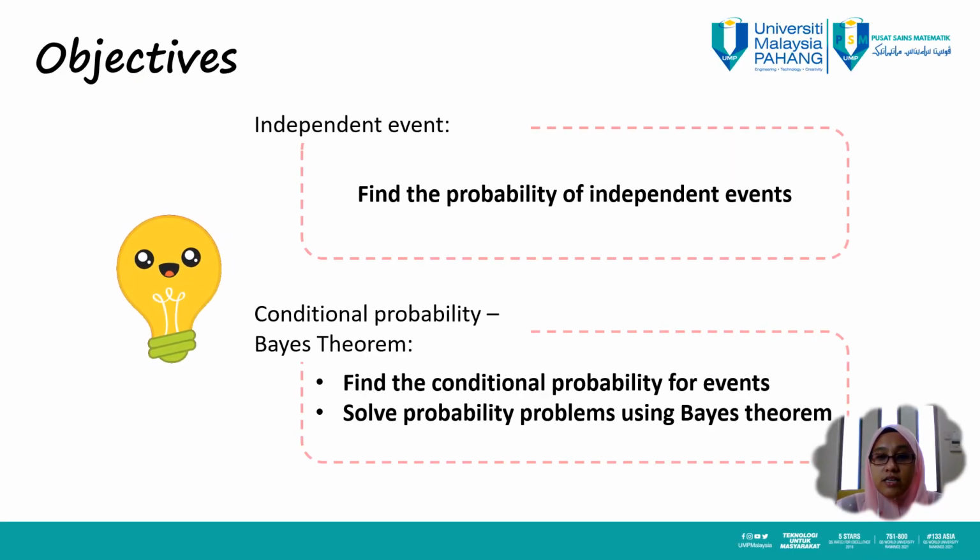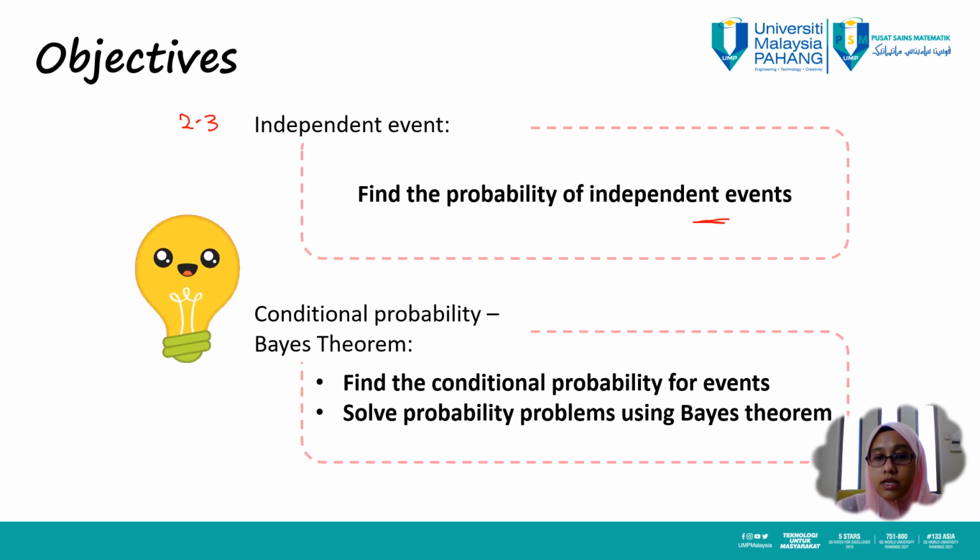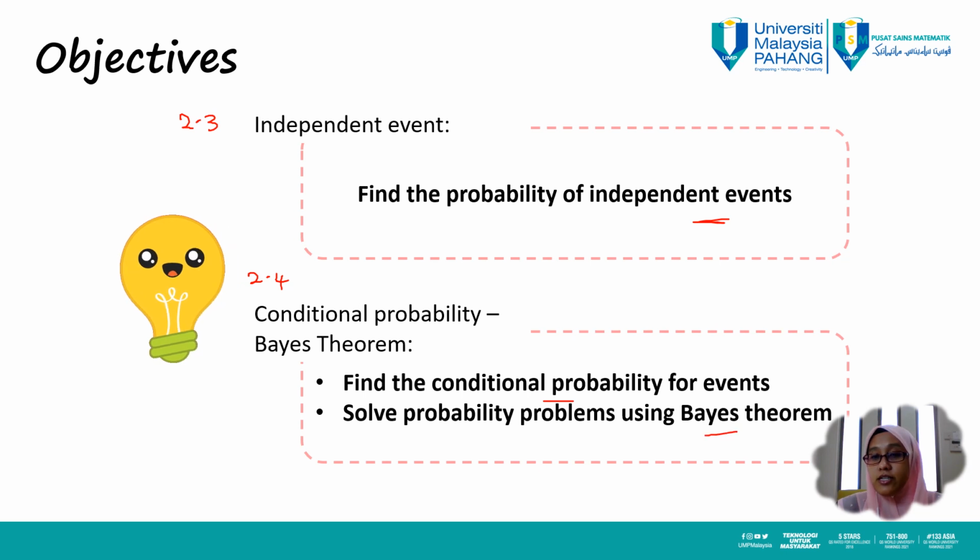Here are the objectives for the two subtopics. For subtopic 2.3, independent event, I want everybody to know how to find the probability of independent events. While for subtopic 2.4, conditional probability and Bayes theorem, at the end of the lesson, I want everybody to know how to find the conditional probability for events and also the probability using Bayes theorem.